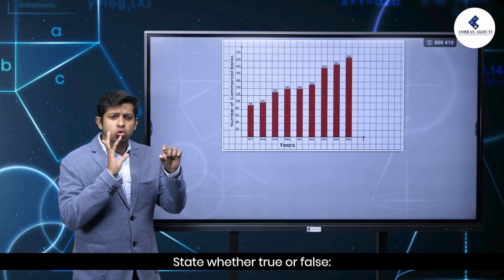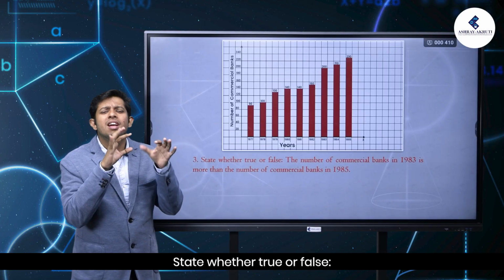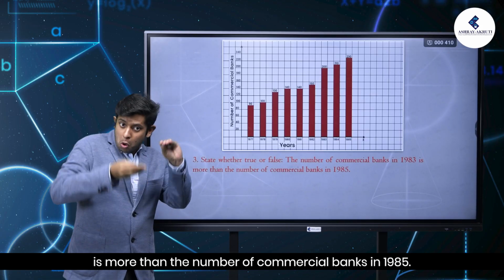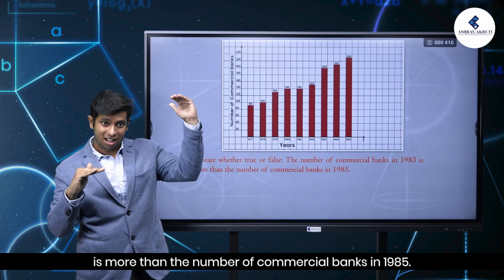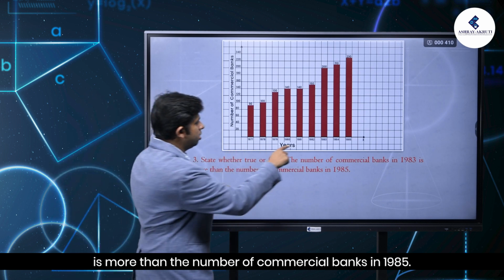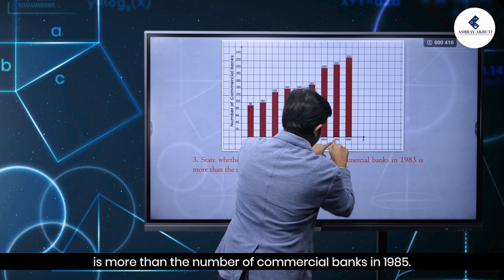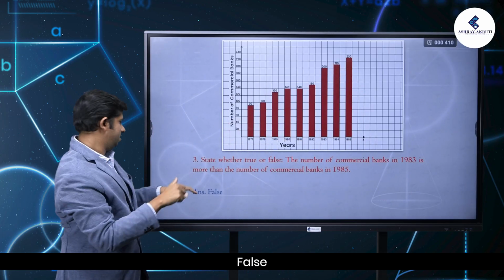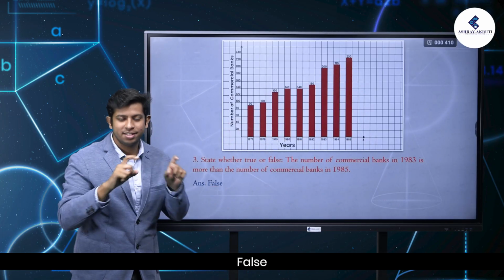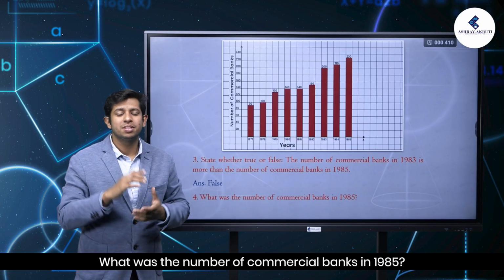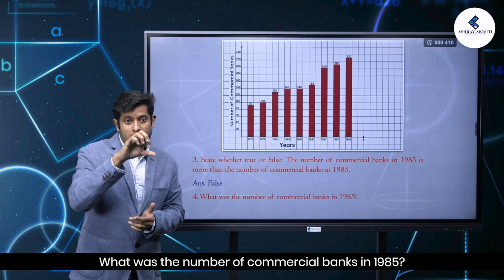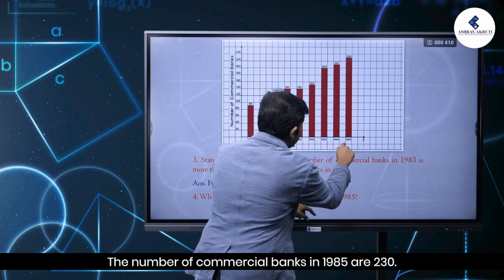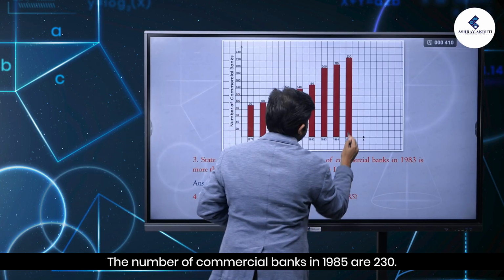State whether true or false. The number of commercial banks in 1983 is more than the number of commercial banks in 1985. False. What was the number of commercial banks in 1985? The number of commercial banks in 1985 are 230.